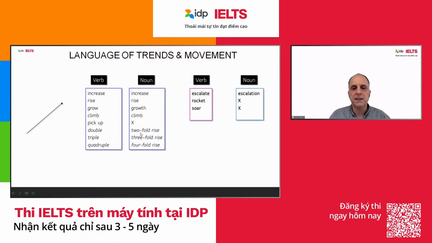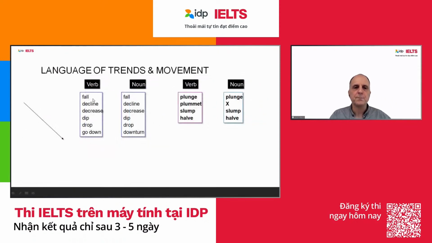Remember, these are good phrases here: a twofold rise, fourfold rise, quadruple. These are stronger ones: escalate, soar, any of these. We're going to have a little practice of this in a minute. Likewise with down. From these, halve, slump, plummet, stronger ones there. Obviously, remember you need your tenses on those as well for the verbs.